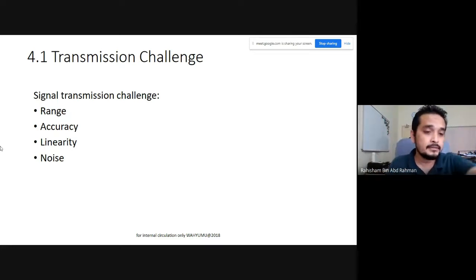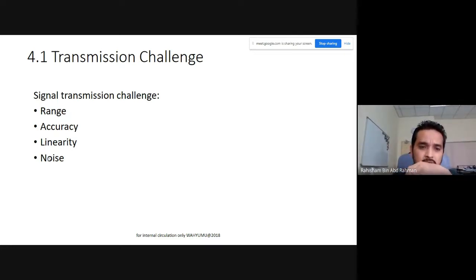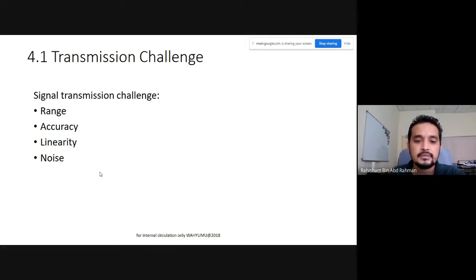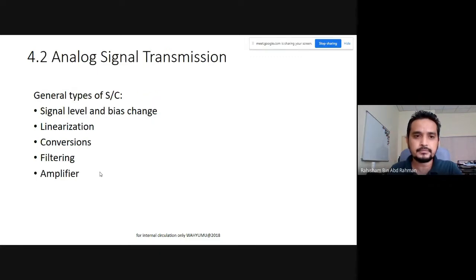And the noise. This is the disturbance from outside the signal, which might cause a distortion to the values or readings displayed in the control room, especially during the measurements.